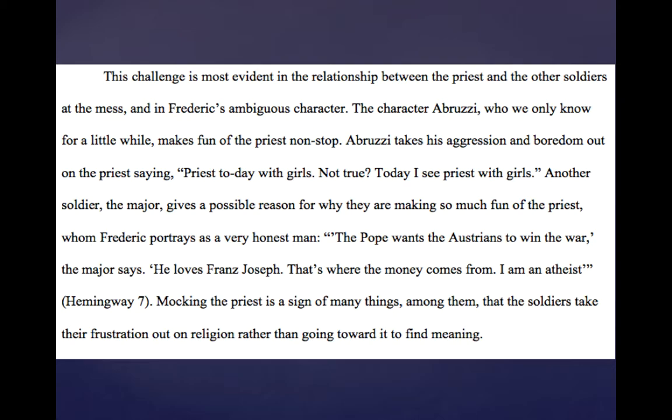The character Abruzzi, who we only know for a little while, makes fun of the priest nonstop. Abruzzi takes his aggression and boredom out on the priest, saying, "Priest today with girls, not true? Today I see priest with girls."